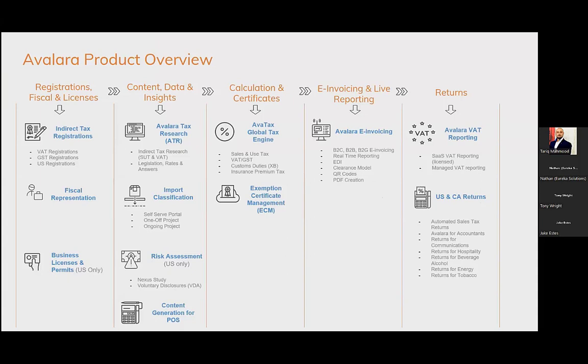This slide provides an overview of the end-to-end tax compliance solutions Avalara provides. However, for this session, I will be mainly focusing on the middle column, which is our flagship solution called Avatax, which is our global tax engine solution capable of calculating US sales tax, determining VAT and GST, capable of calculating customs duties for cross-border transactions, and also managing exemption certificates.